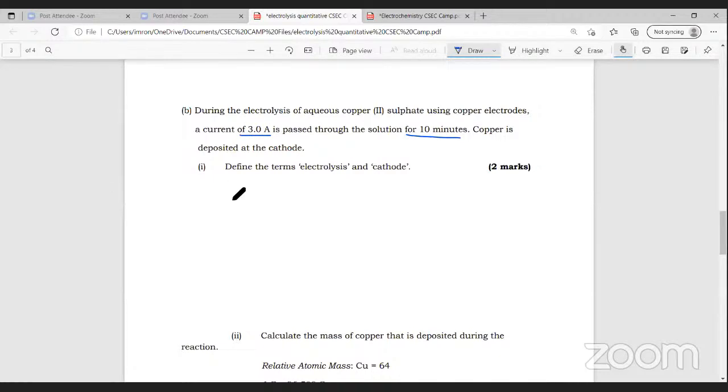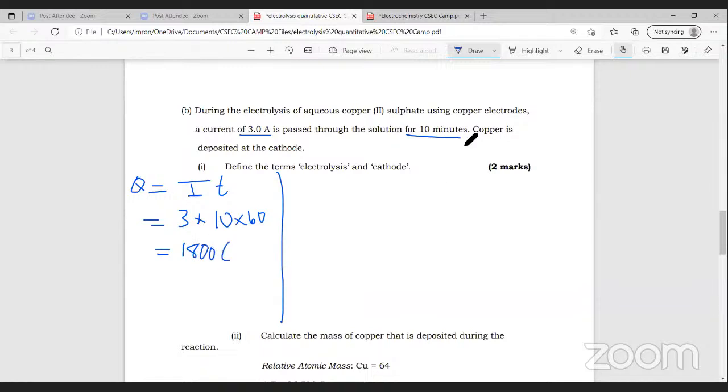All right, so first of all we can work out the quantity of electricity passing through. Q is equal to IT. So we have 3 amperes for 10 minutes. We have to convert the minutes to seconds by multiplying by 60. So that is giving us 1800, is it? Coulombs. You can go ahead and confirm that.